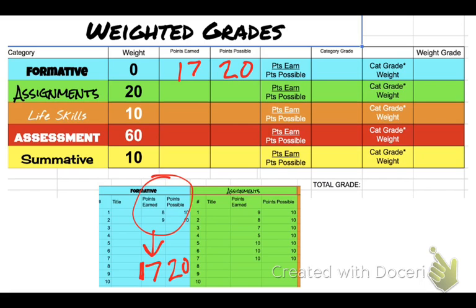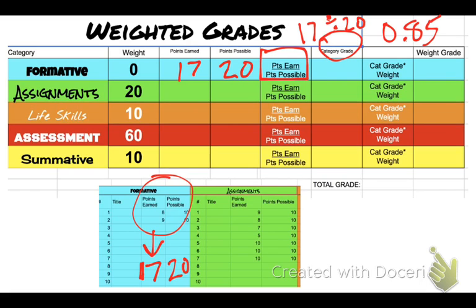This is where a lot of you get confused. What should we do next? How do we figure out what the category grade is? Can someone tell me how to get the category grade? 17 and 20. How do we know that? It gives you the directions right here. We're going to do 17 divided by 20. Anyone have that for me? 0.85.